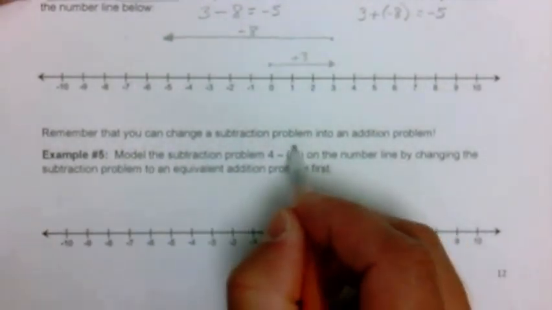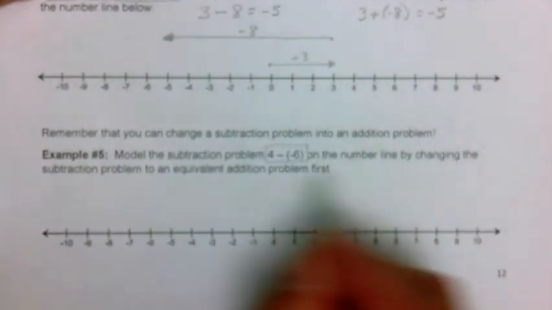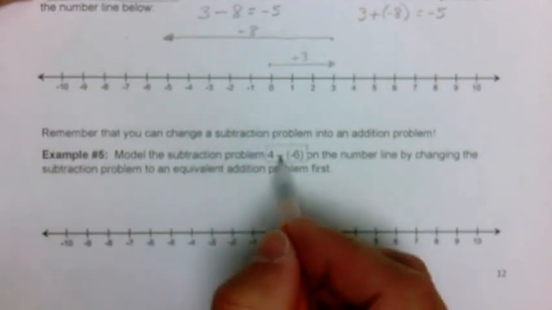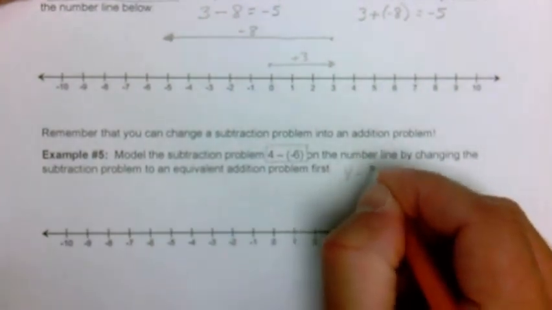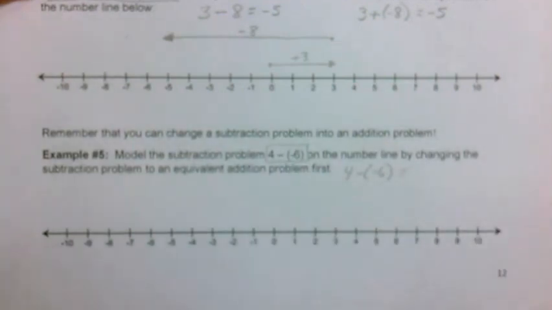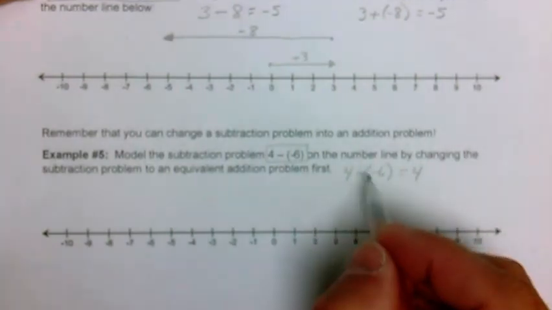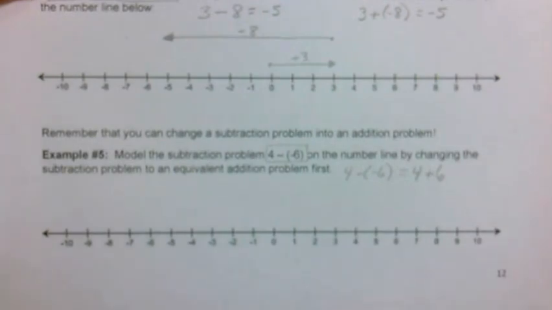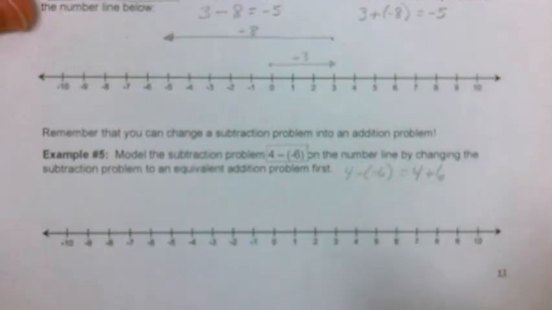Model the subtraction problem 4 minus negative 6 on the number line by changing the subtraction into an addition problem first. All right, 4 minus negative 6. That can get a little tricky. But remember that subtracting negative 6 is the same as adding negative 6's opposite. So I can keep 4 the same, keep that first number, but instead of subtracting negative 6, I can just add positive 6. So subtracting negative 6 and adding positive 6 are the exact same thing.